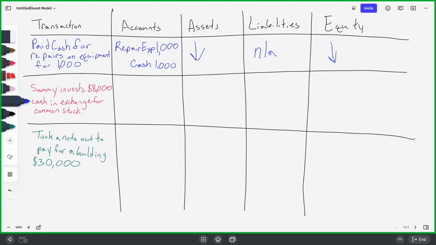All right, number 2: Sammy invests 8,000 cash in exchange for common stock. What are the accounts we're dealing with? Cash, common stock. What's going to be debited? What's going to be credited? You would not debit common stock, actually. You're going to credit it because we're increasing our equity. So what does that mean for cash? Cash is going up. We've just been invested in, so yes, we're debiting cash.